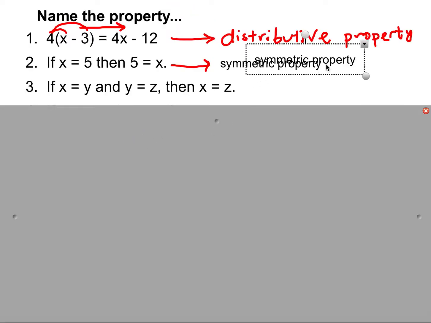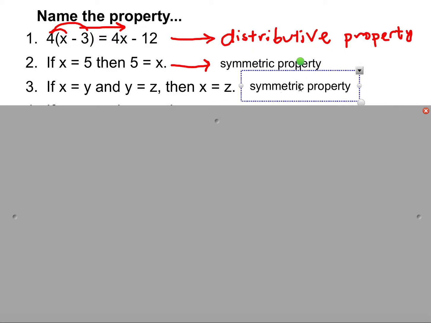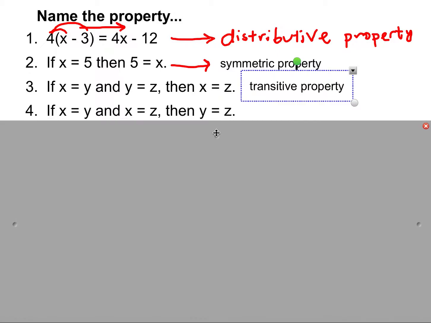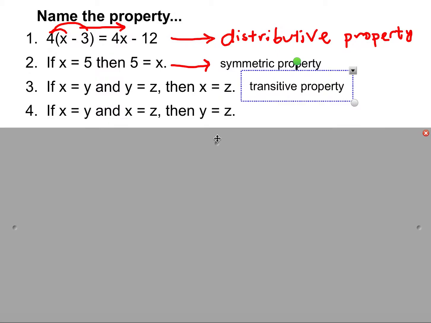So we'll go back here. And it says the exact same thing, just uses different letters. If x equals y and y equals z, then x must equal z. That's the transitive property of algebra. Okay, let's keep going. How about this? If x equals y and x equals z, then y equals z. Is that the same thing?